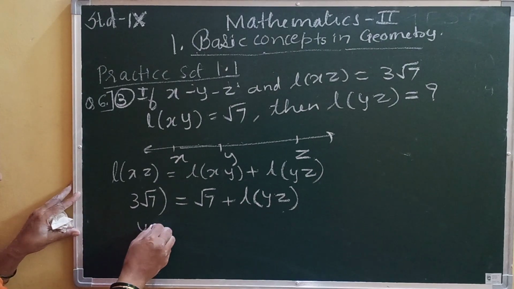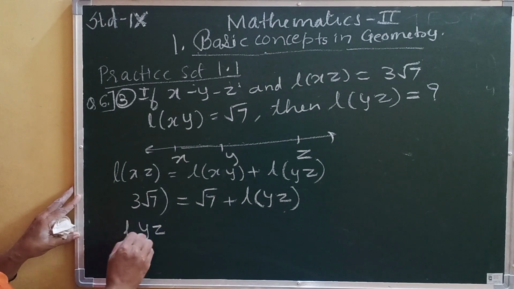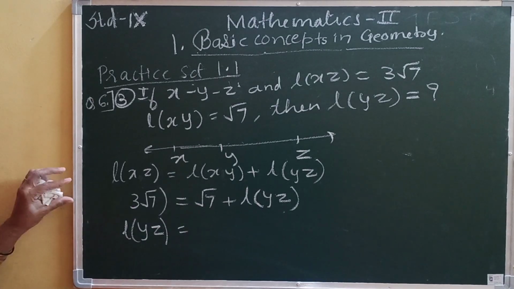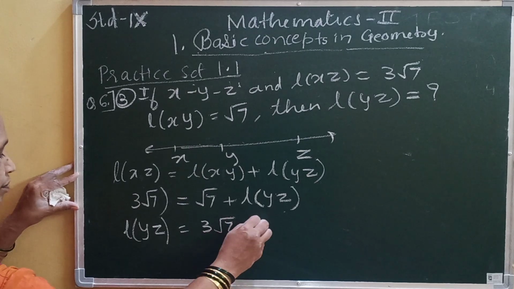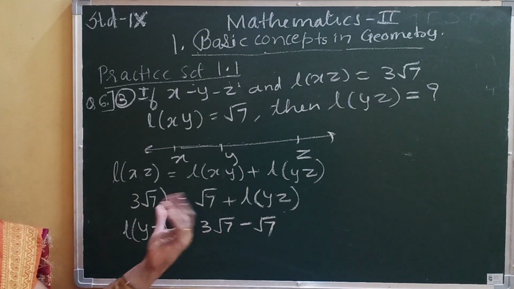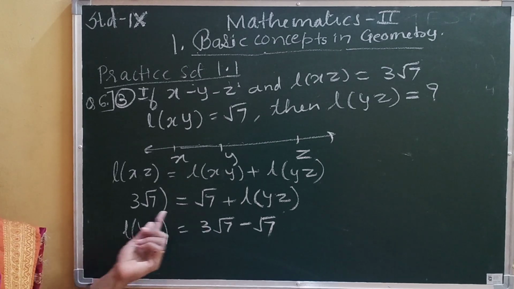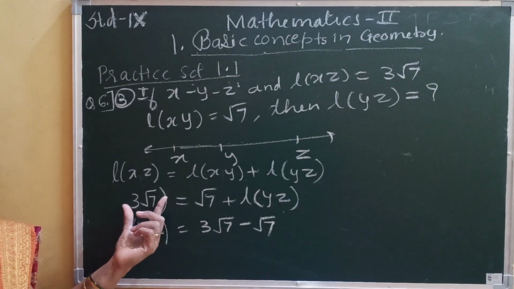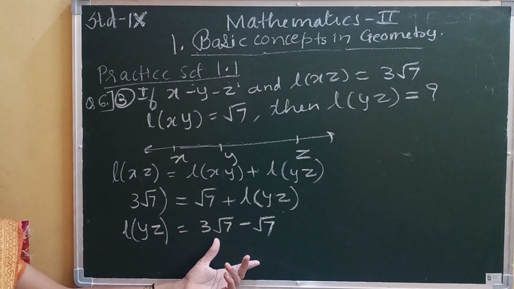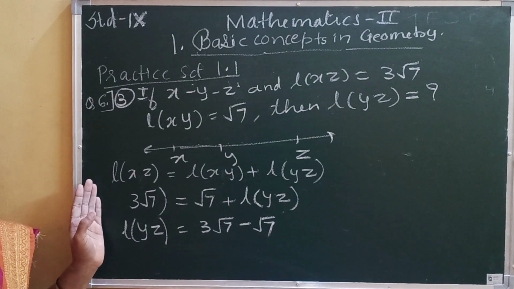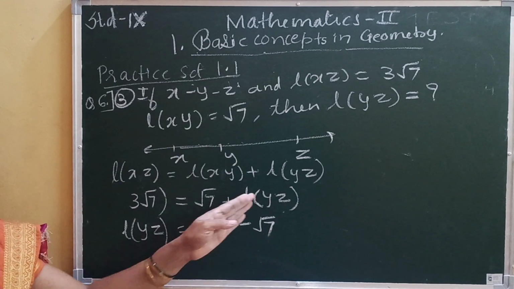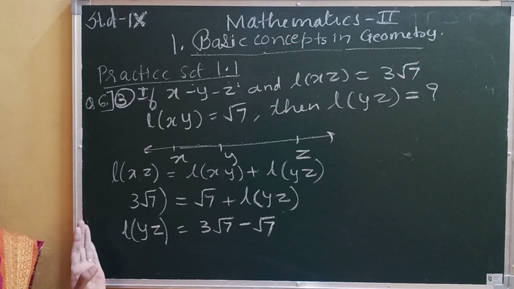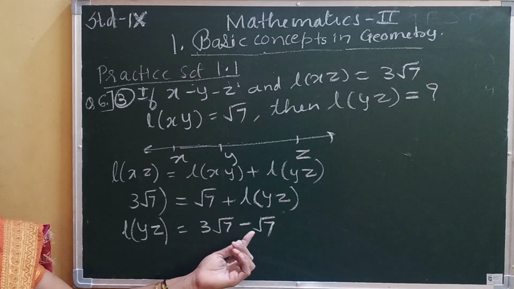So length yz will be what? Length yz is equal to, see, this we have kept here, this is going to come here, so it will be 3 root 7 minus root 7. I have just written it in this way. Instead of writing on the left hand side, I wrote it on the right hand side, and what I was supposed to write on the right hand side, I have written on the left hand side. That much only change. So see, 3 root 7 minus root 7.